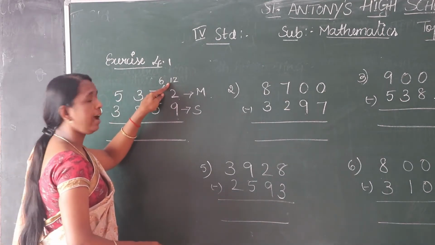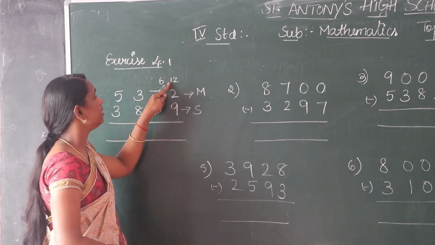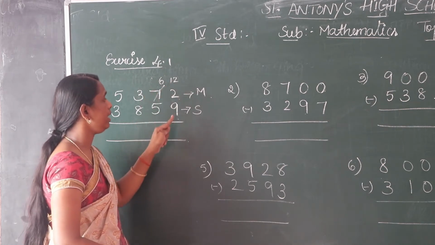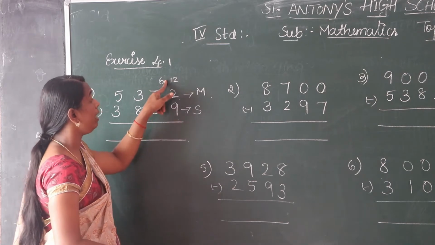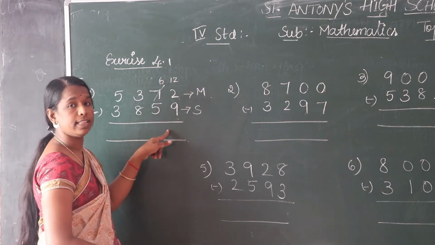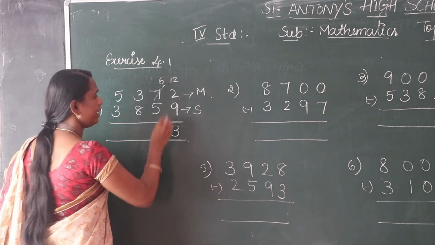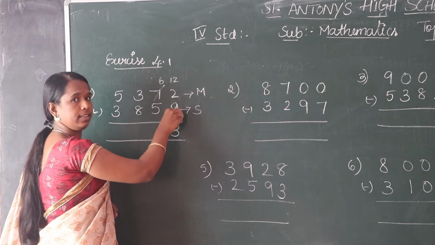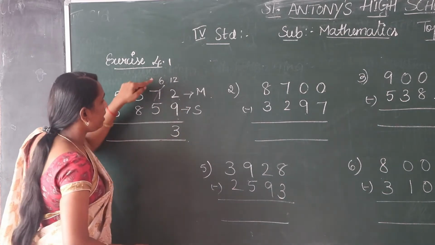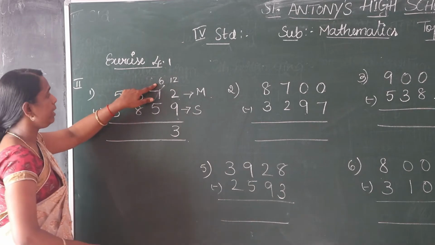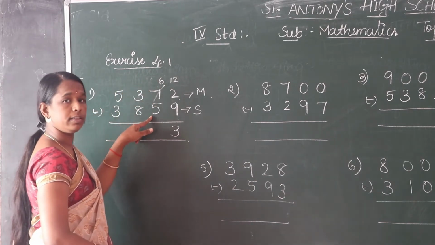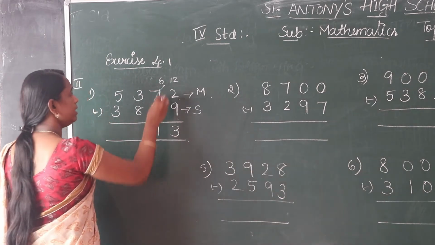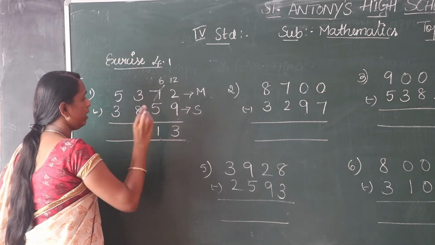So then we have to subtract 12 minus 9. What is the answer? 3. 12 minus 9, 3. Here 6 is there. 6 is in the tens place. 6 minus 5, how much? 1. 6 minus 5, 1.